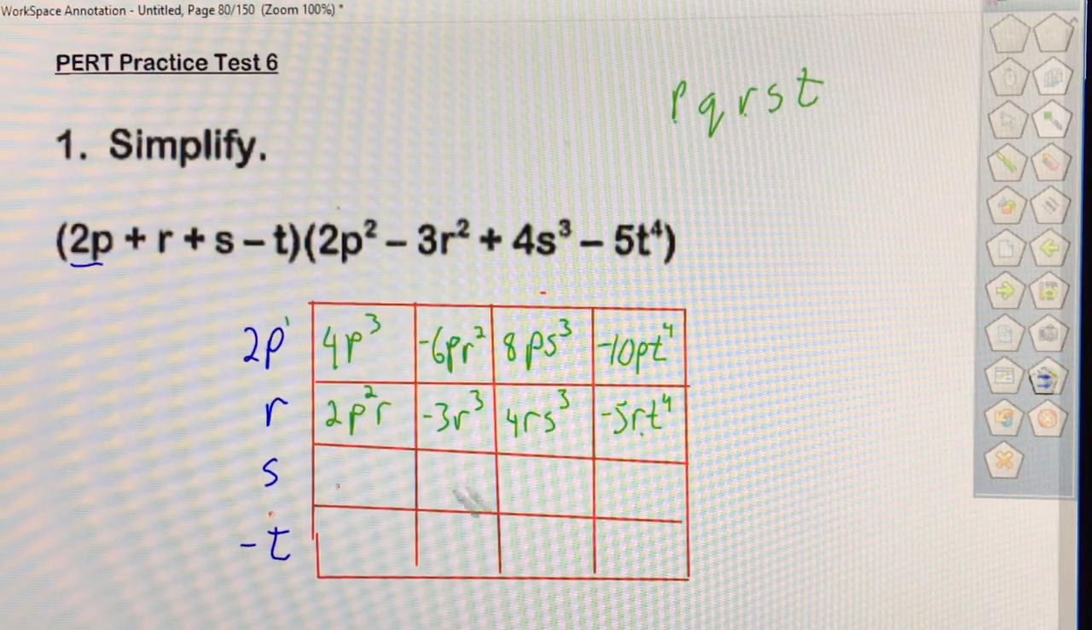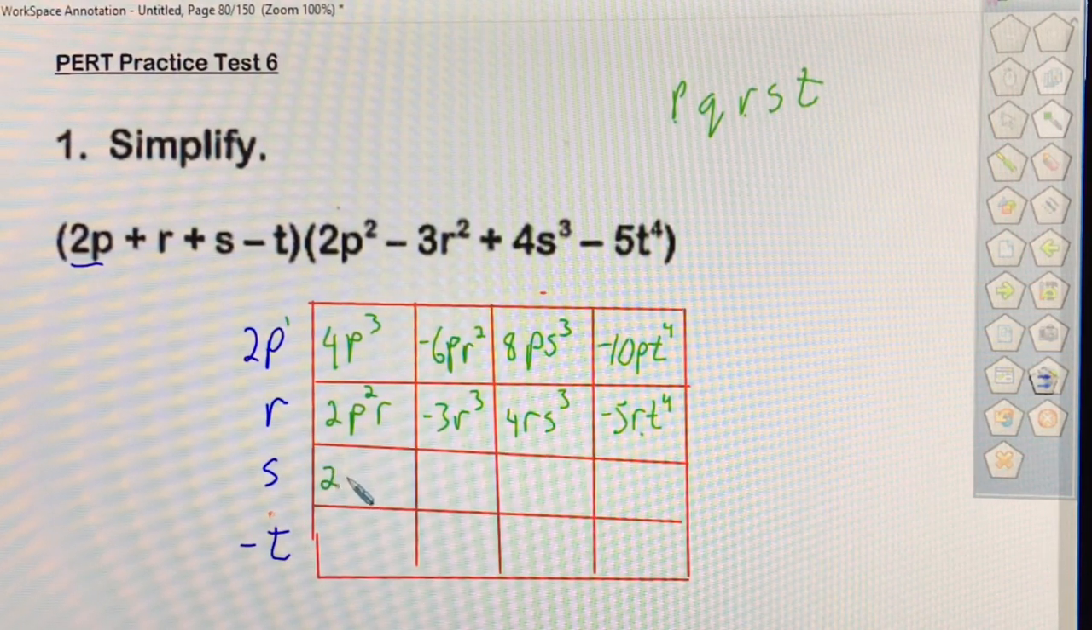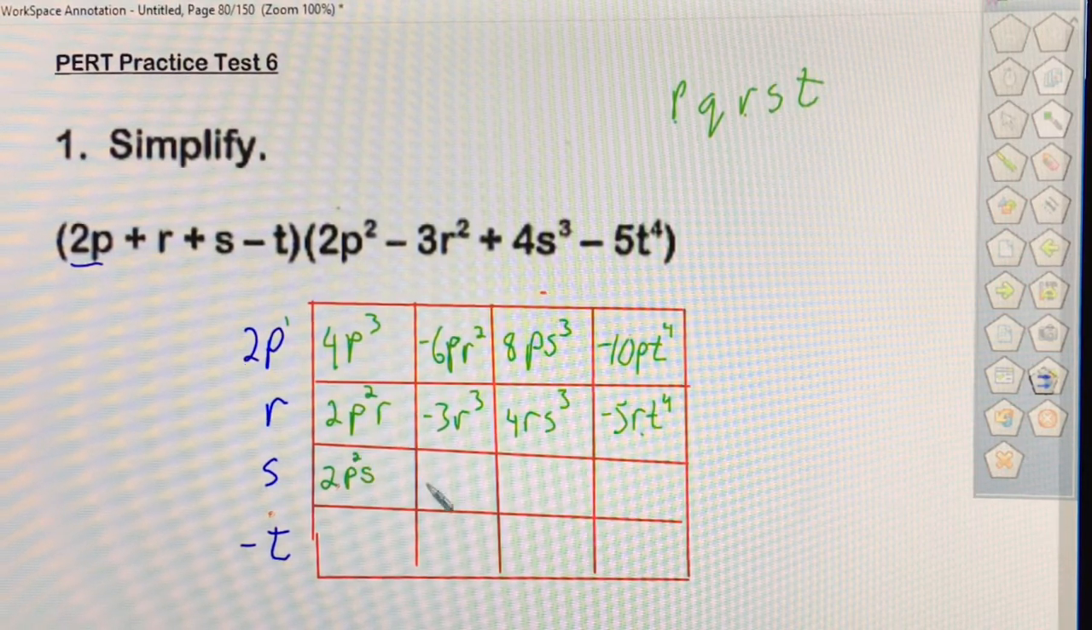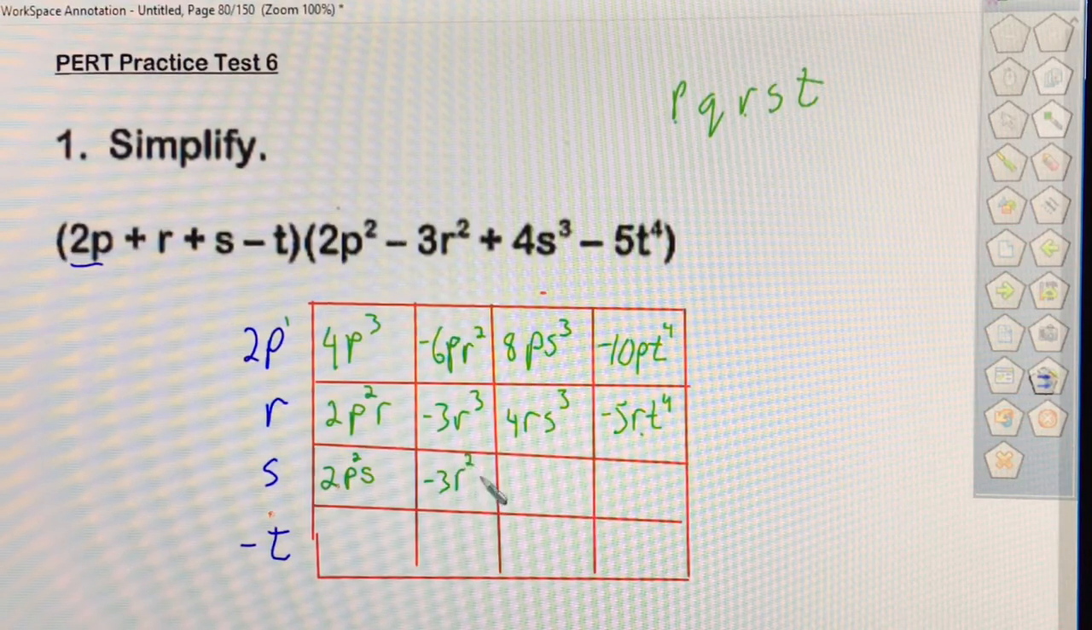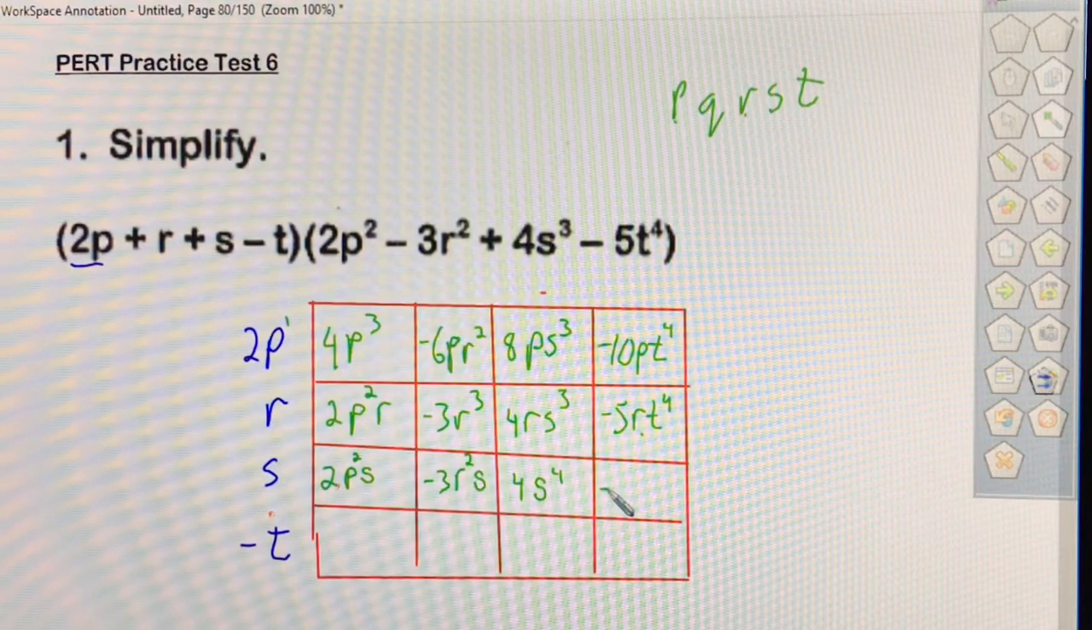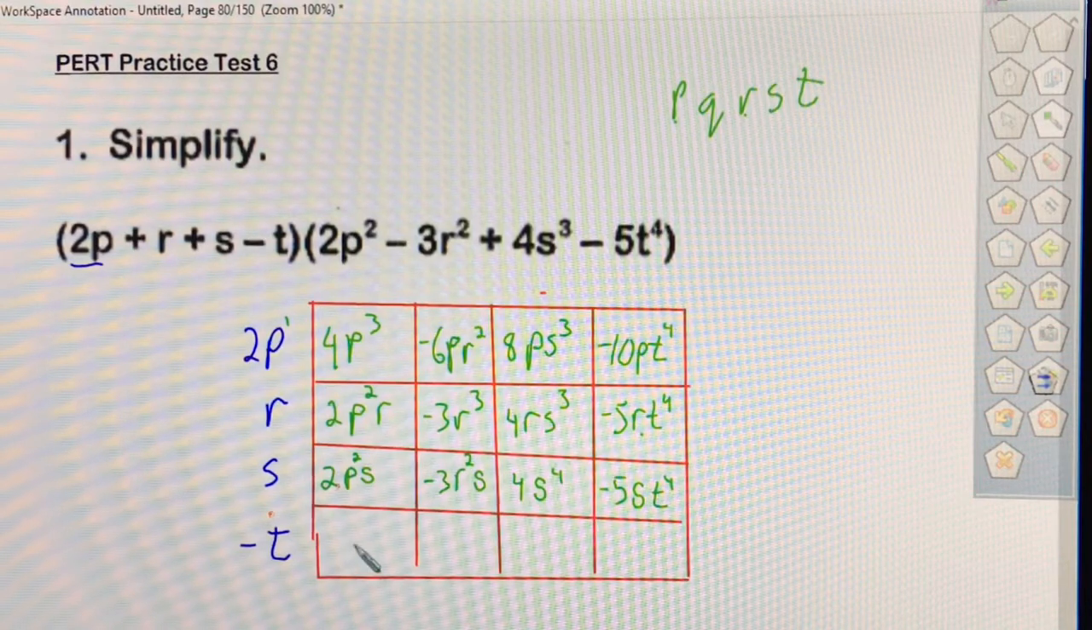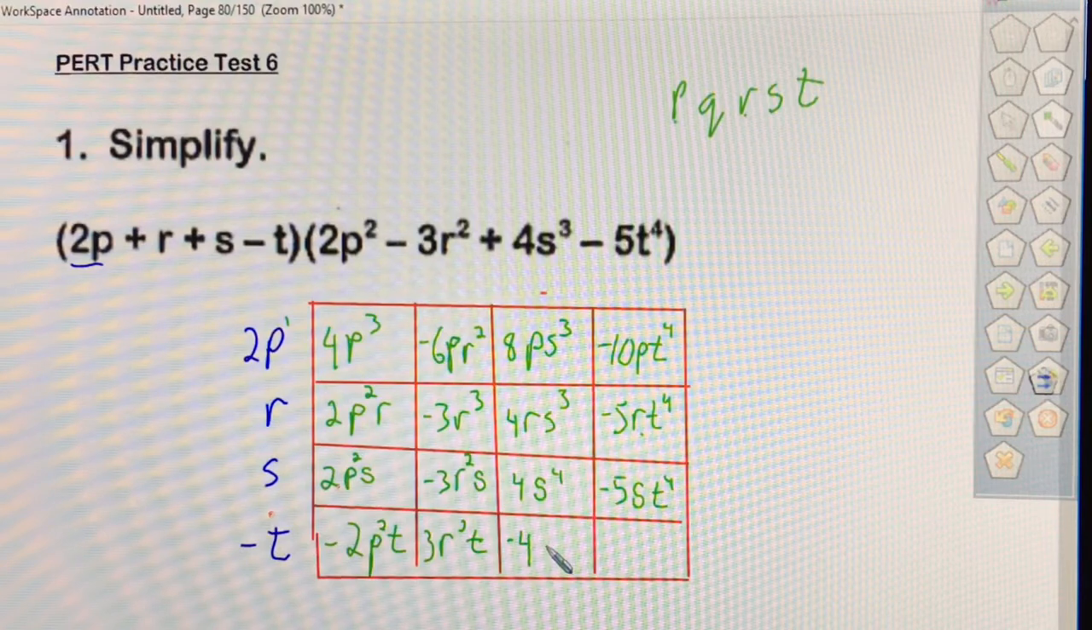I don't see anything really combining yet. s times 2p squared is 2p squared s. s times negative 3r squared is negative 3r squared s. s times 4s cubed is going to give me 4s to the fourth. s times negative 5t to the fourth is negative 5st to the fourth. Negative t times 2p squared is negative 2p squared t. Negative t times negative 3r squared is positive 3r squared t. Negative t times 4s cubed is negative 4s cubed t. And negative t times negative 5t to the fourth is positive 5t to the fifth.